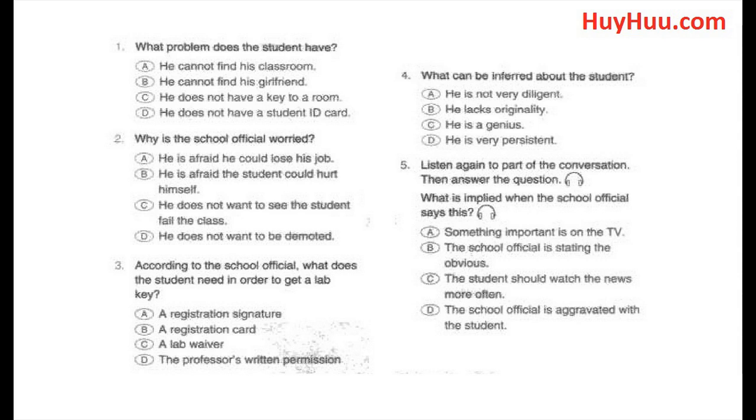5. Listen again to part of the conversation, then answer the question. Listen, do you have any friends in the class? Do you know anyone else with a lab key? Sure, my girlfriend is in the class. Why? Newsflash. What is implied when the school official says this? Newsflash.